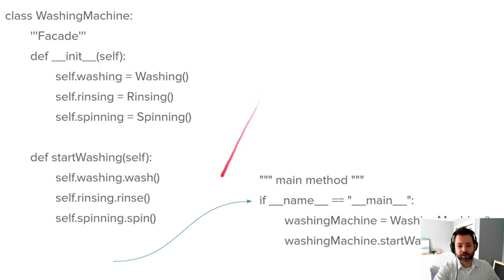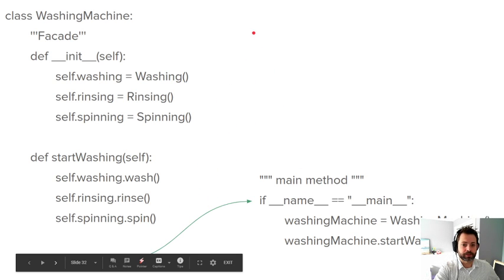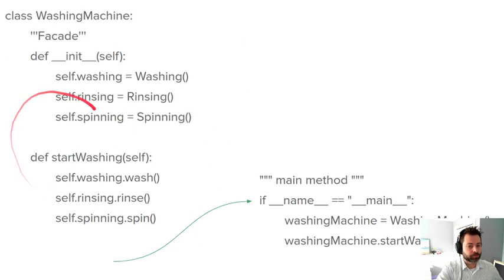But the consideration here is basically we're separating out responsibility, right? The main method in this example would be your client. The Facade is responsible for knowing internally what's going on.